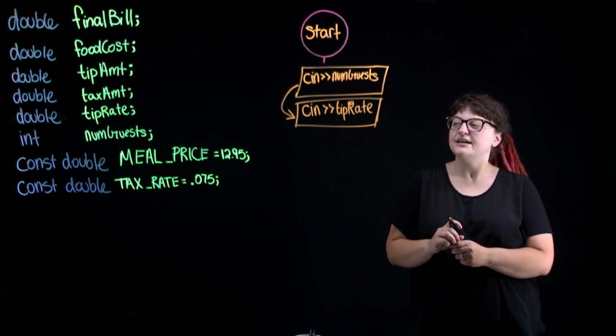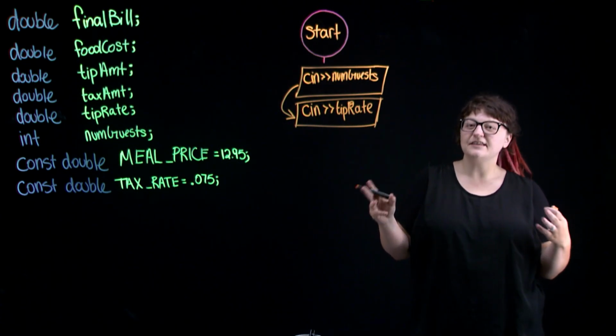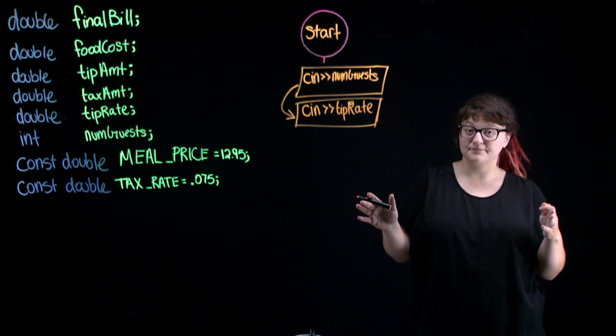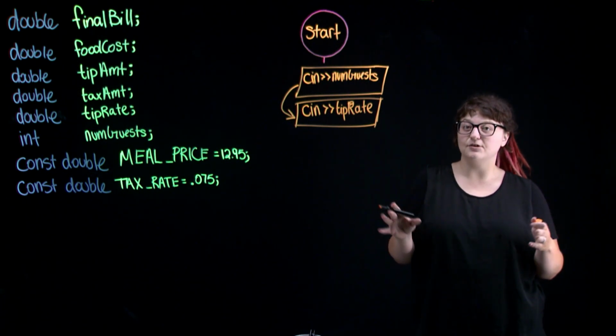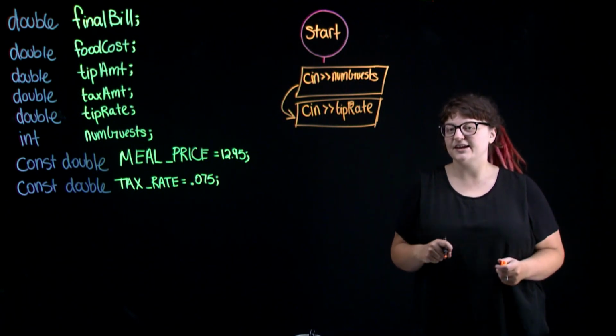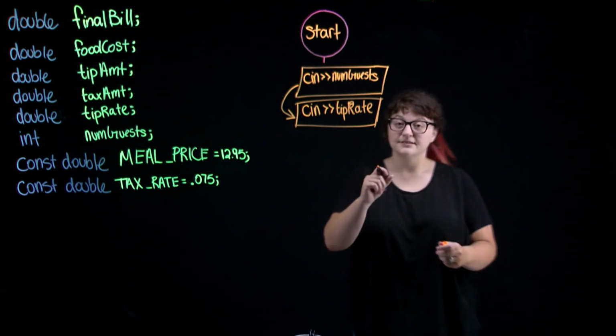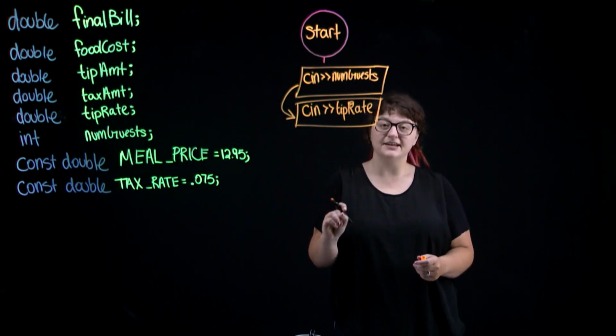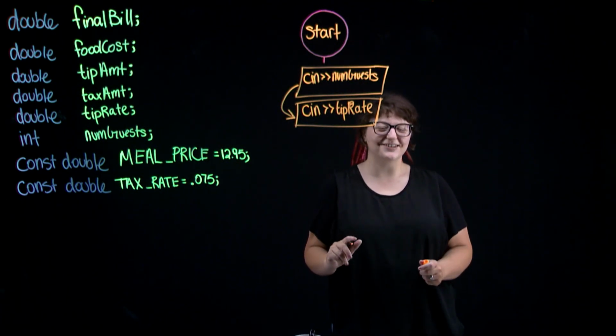Okay. Now, before we continue, is there anything else that we need from the user? Not right now, so we should be able to output the bill then? Well, we can't yet because we haven't calculated it yet. So let's do that first by adding a rectangle for our calculations.